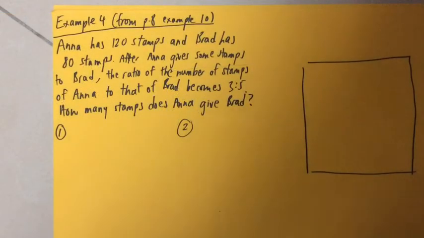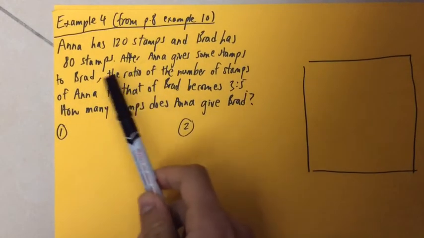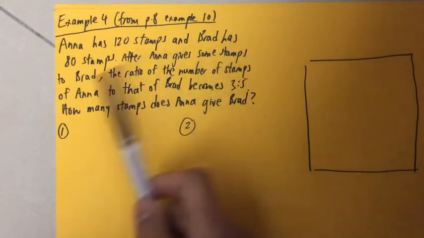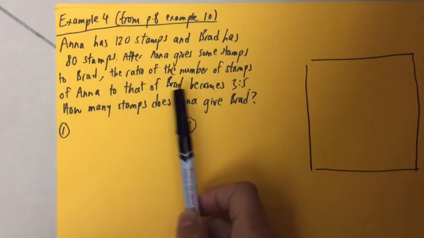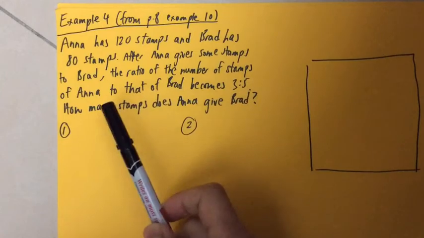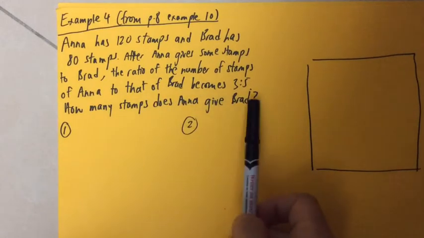Okay, our last example is probably the most challenging one. It's taken straight from page 8, example 10 of the textbook. Anna has 120 stamps and Brad has 80 stamps. After Anna gives some stamps to Brad, the ratio of the stamps of Anna to that of Brad becomes 3 to 5. How many stamps does Anna give Brad?